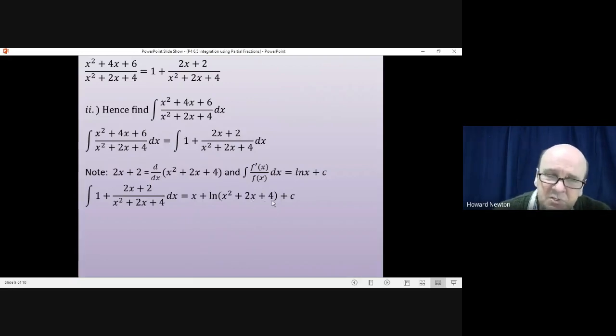And again, just quickly check that that makes sense. So if I differentiate this, differentiating the x gives me 1. Differentiating this, first of all, I differentiate the log. That'll give me 1 over x squared plus 2x plus 4. Then using the chain rule, I need to differentiate the x squared plus 2x plus 4. And that gives me the 2x plus 2 that I'll get on the top.